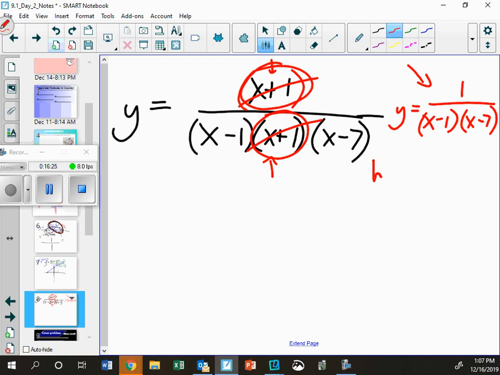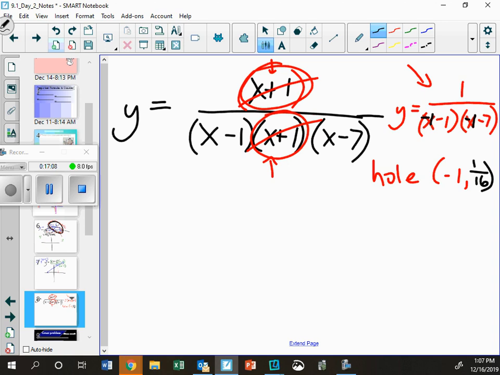So the hole would be at negative 1 comma what, Mr. Server? Hint, don't say x equals negative 1. That's how you say an asymptote. A hole is at negative 1 comma something, like a point, you know? And where's the rest of the point? You put the negative 1 right here. So it's 1 over negative 2 times negative 8, positive 16. The hole would be at negative 1 comma 1/16. That's exactly where the weak spot is on the graph.